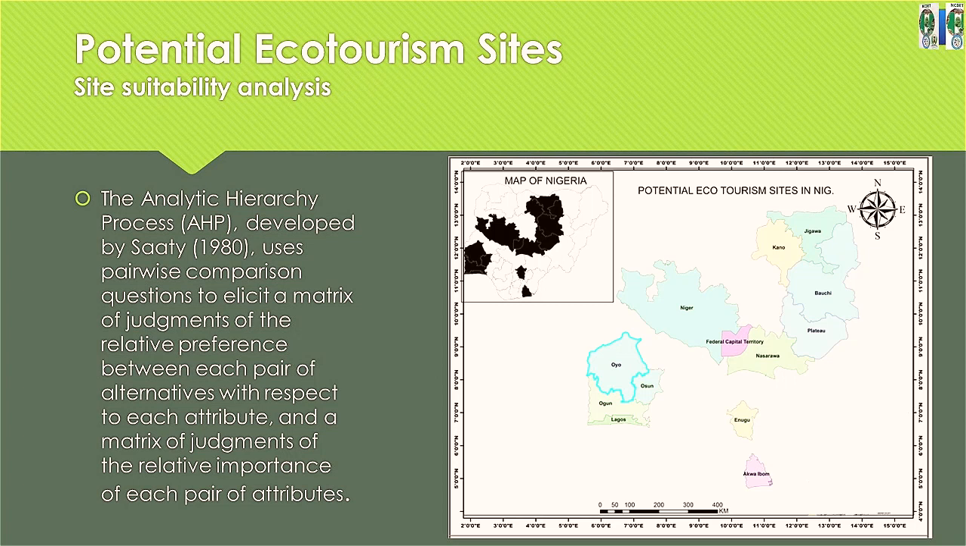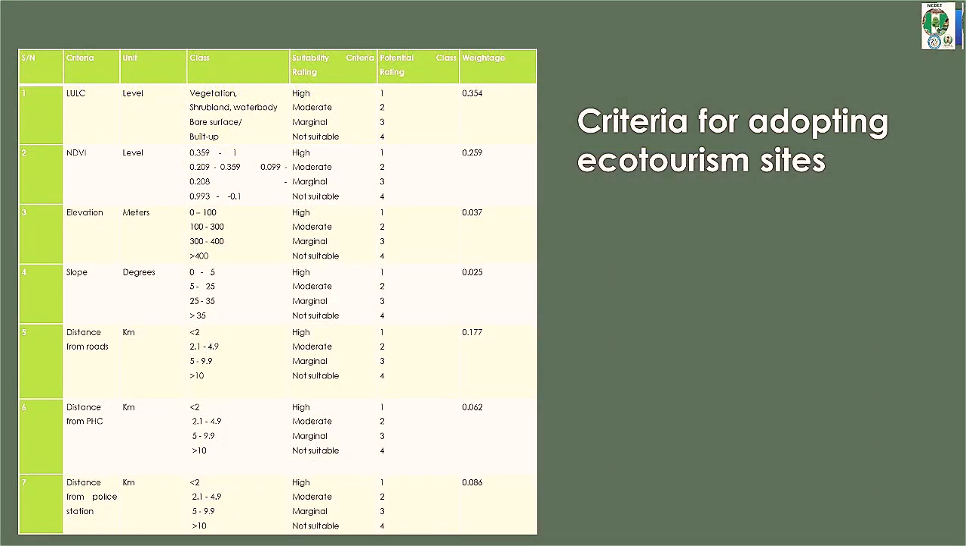Afterwards, there was the suitability analysis as part of the method, to generate the potential ecotourism sites in each of the selected 13 states. This project was mainly concerned with the natural and physical features of the study area, in the sense that natural areas with uniqueness attract ecotourism more.